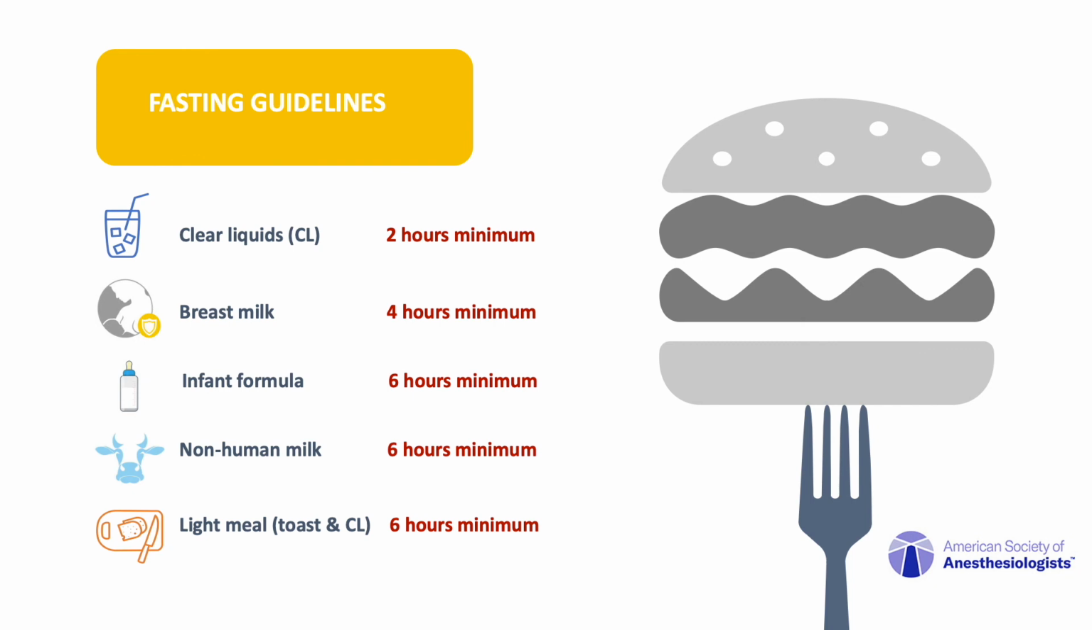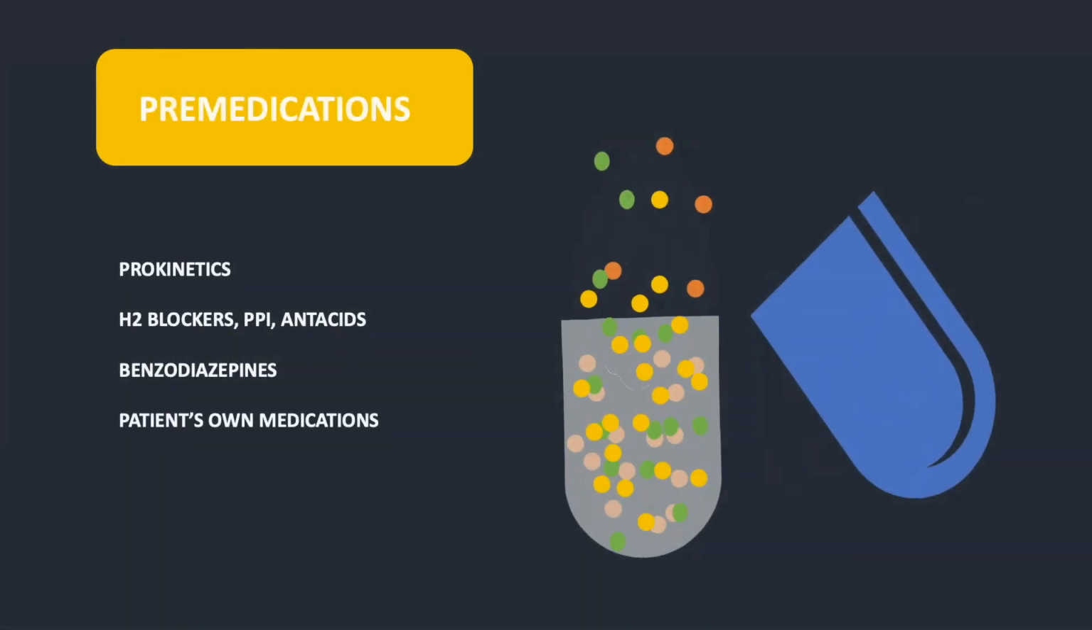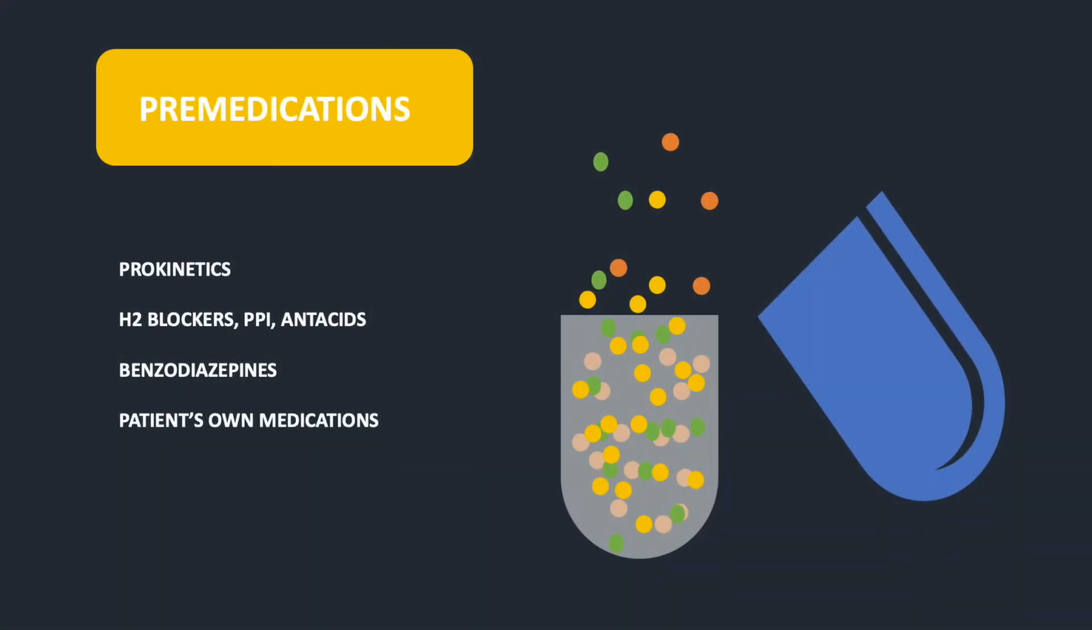Fasting guidelines formulated by the ASA include clear liquids with a minimum of 2 hours, breast milk 4 hours minimum, infant formula 6 hours, non-human milk and light meal should have 6 hours of fasting. We can also give pre-medications to these patients. We give prokinetics to increase gastric emptying and reduce gastric aspiration. We provide H2 blockers, proton pump inhibitors, or antacids.